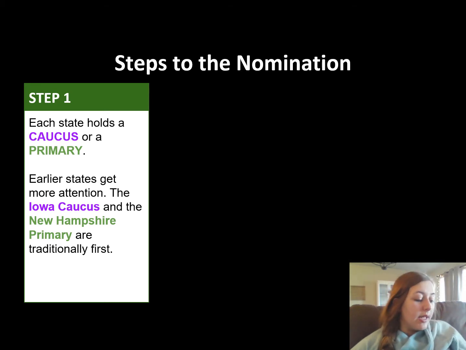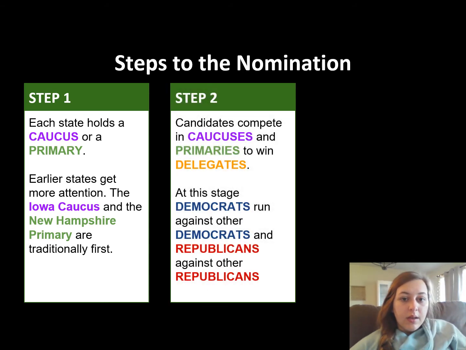Step one, each state needs to hold a caucus or a primary. They start in February of an election year. The Iowa caucus and the New Hampshire primary are traditionally the first to go. Now, those states that are the first to go are important to us because they give us an idea of where this whole thing is headed, right?